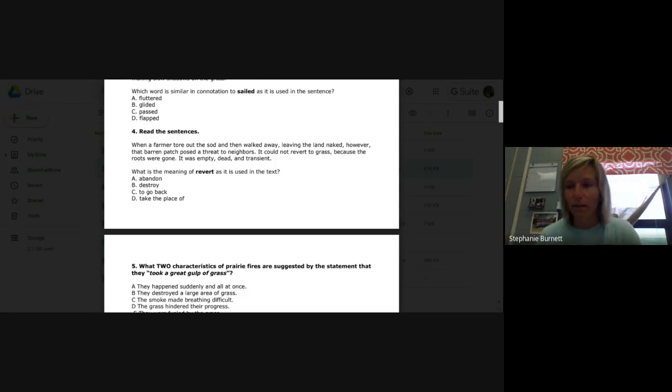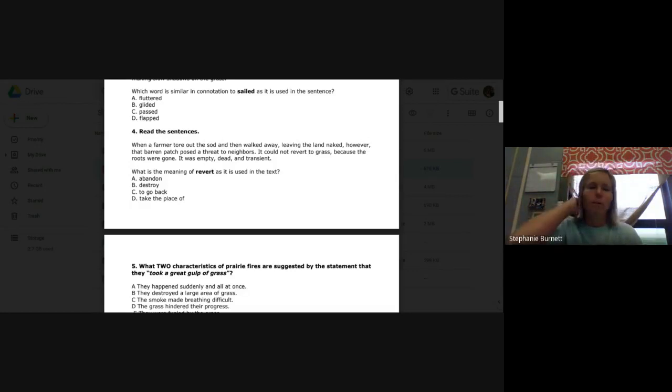And this one, I thought it was good to put these words in place of it because it really helped us to find a good word that would be possible to put there. It could not abandon to grass. Well, that just doesn't even sound right. It couldn't destroy to grass. Well, it's already gone. There's nothing to destroy anymore. So not A, not B. So it says it could not go back to grass or couldn't take the place of grass.